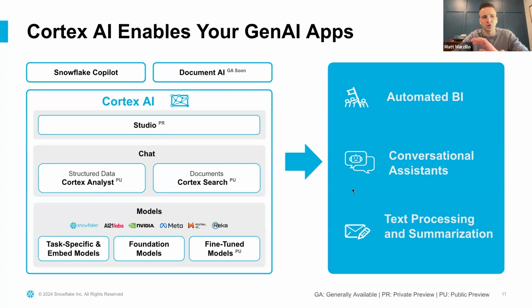And here on the right, we're just showing a lot of the common use cases that we're seeing customers use Cortex AI for, right? So it's everything from automated BI to conversational assistance, as well as text processing, summarization, and even text generation, right? Generating material for marketing or something like that, using your Snowflake data as context in generative AI models, generative AI services to generate this material or summarize the material.